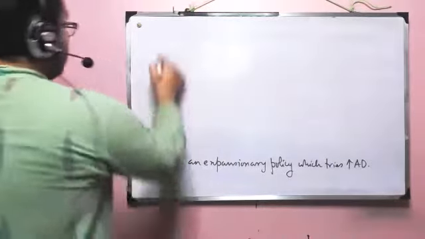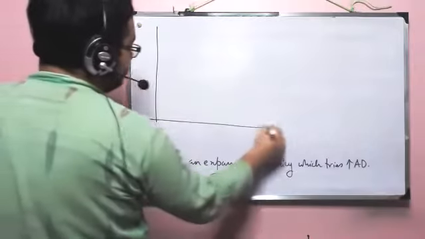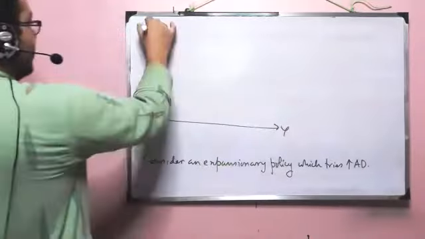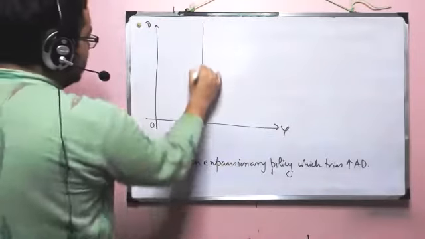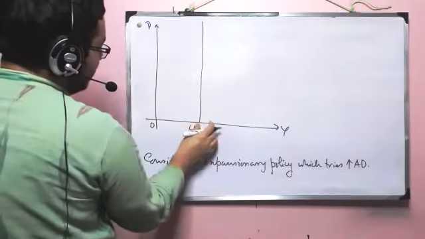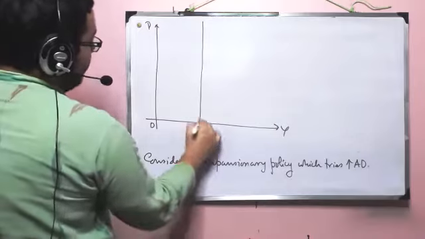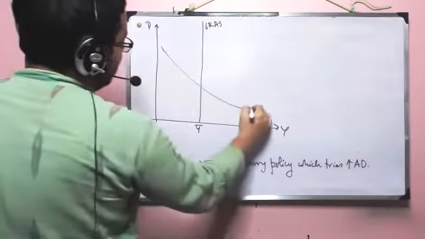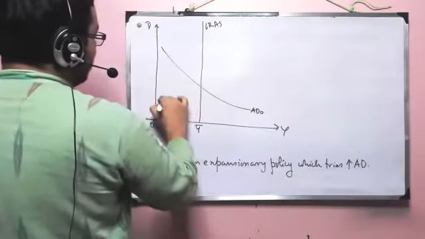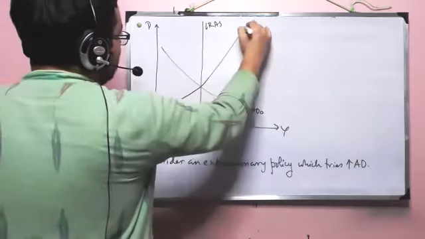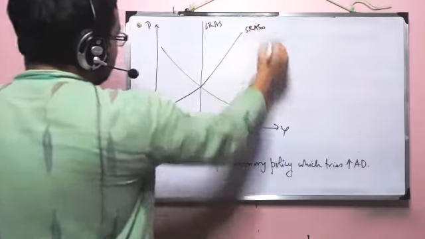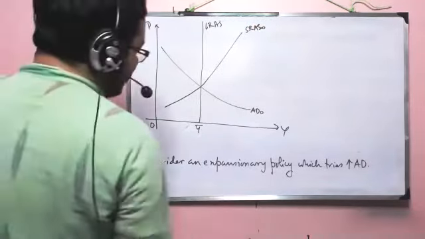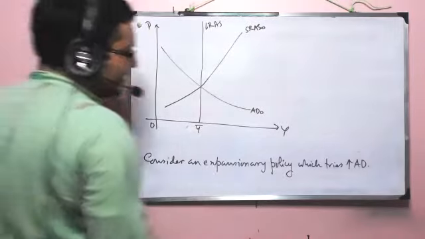Okay, so let us draw an AD-AS diagram. There is Y, and here is P. Then there is the long run aggregate supply, which relates to Y bar, the classical's output. Then let's consider an AD naught and an SRAS naught. All right, so we have considered an expansionary monetary policy which is trying to increase AD.